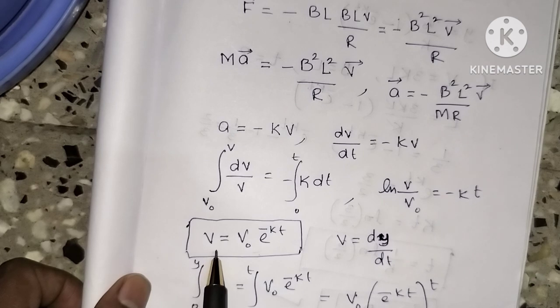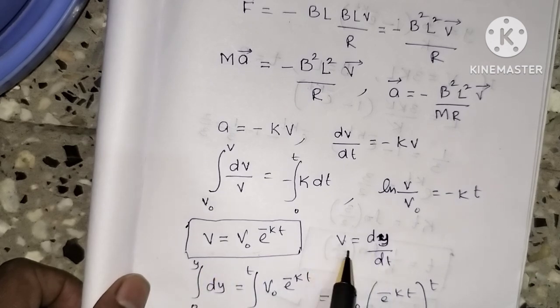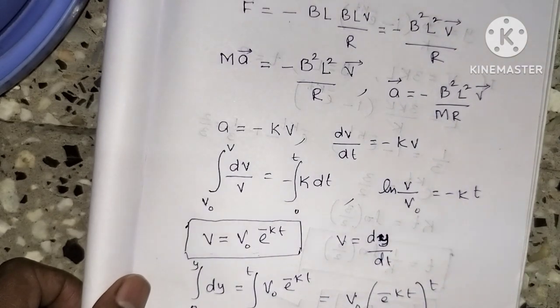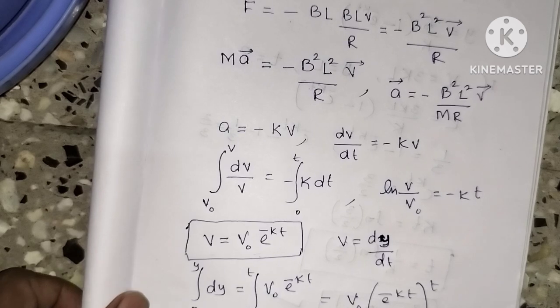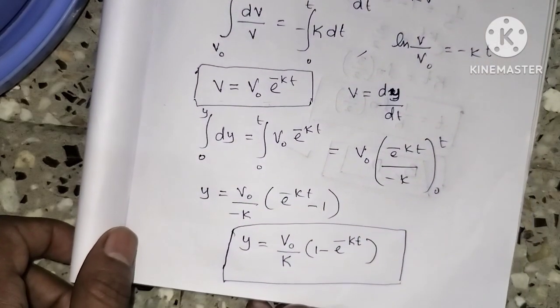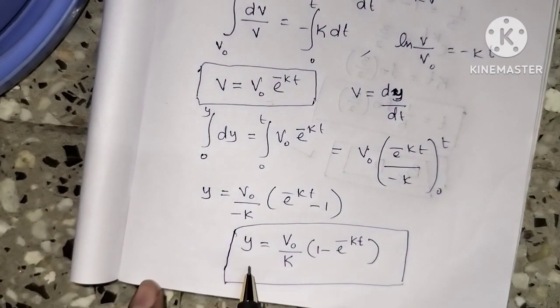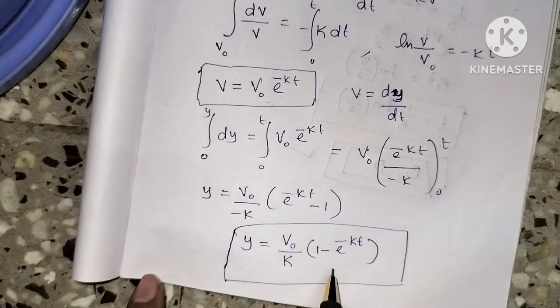Further, we will see how displacement varies along the y direction. V is equal to dy by dt because it is moving along the y direction. So I am substituting here and doing integration again. At time 0, it is just entering, y is 0. After some time t, some y is there. So that is why I got the equation like this. Simple integration, that you know, y is equal to V0 by k into, in the bracket, 1 minus e power minus kt.